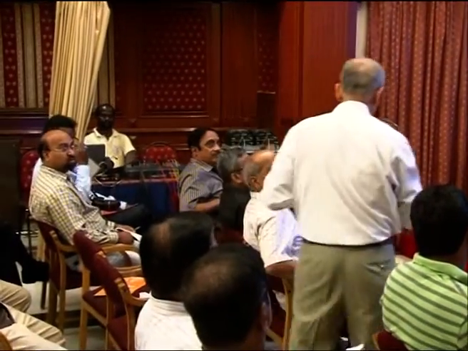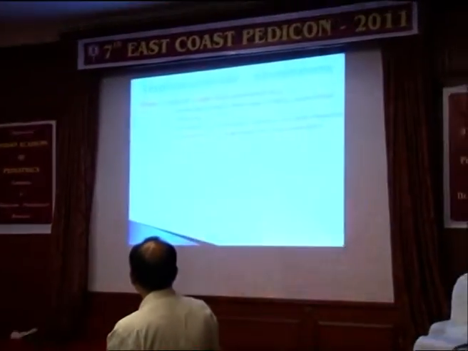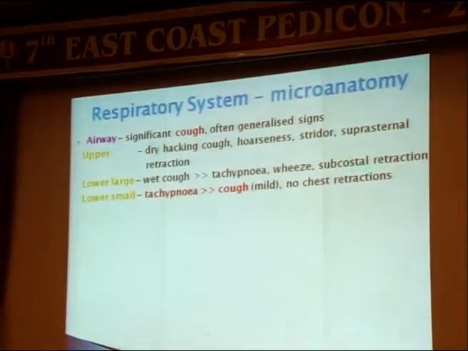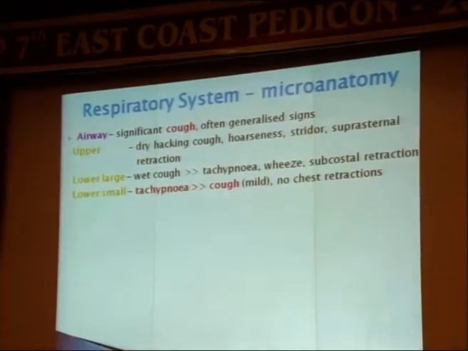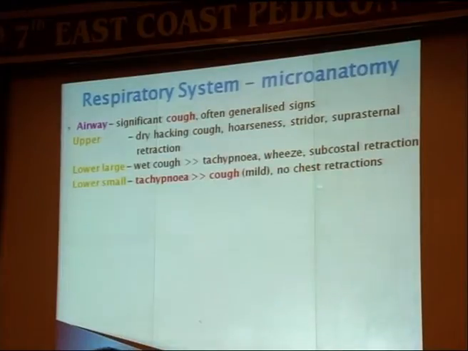Excellent. So signs are less, symptoms are more. What symptom is more? It is breathless. Breathlessness. Already we have said airway is cough. But breathlessness more than cough is a lower small airway. And in bronchitis, cough is more than breathlessness. Yeah. Very good. It's simple, no? So we know microanatomy. We said that lower large is wet cough, all of you said, which is much more than tachypnea. Wheeze you all said, and subcostal retractions. Whereas in lower small, tachypnea is more than cough, which is mild, and there may not be chest retractions.